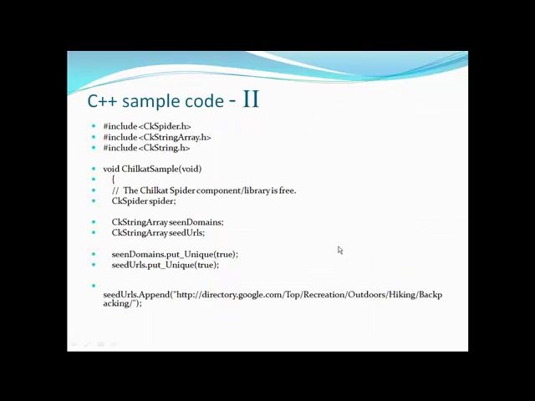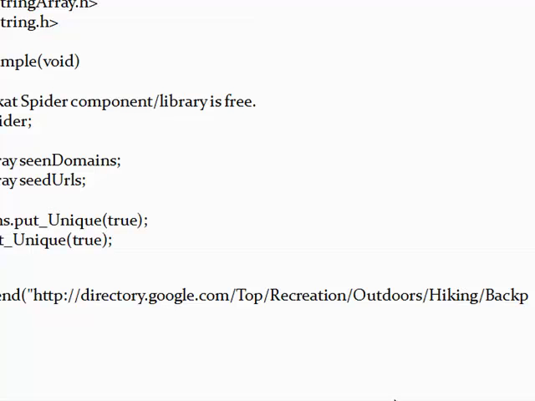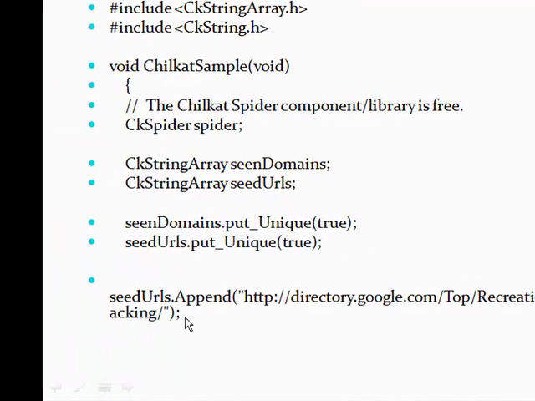Move on to the C++ sample code part 2. Here 3 files are included: ckspider.h, ckstringarray.h, and ckstring.h. Here is the void method called ChilkatSample. There are some functionalities: CkStringArray and CkStringArray seed URLs. At the bottom of the slide, you can see the seed URL append. There is a URL, and it is appended using this method.